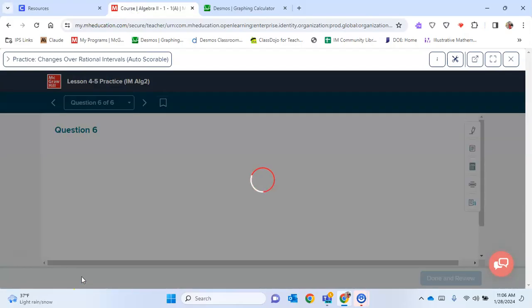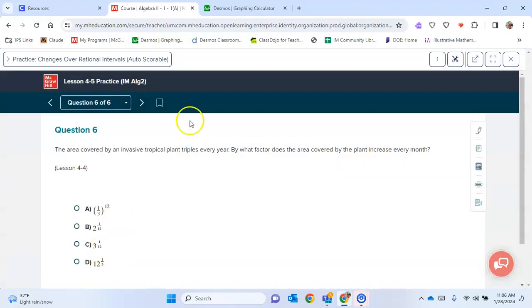Last question. The area covered by an invasive tropical plant triples every year. By what factor does the area covered by the plant increase every month? So that would be 3 to the 1/12 power, because there are 12 months in a year. 3 to the 1/12 power.